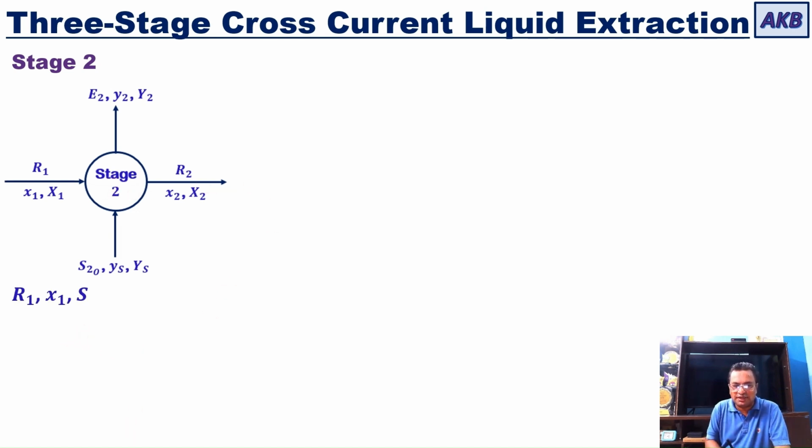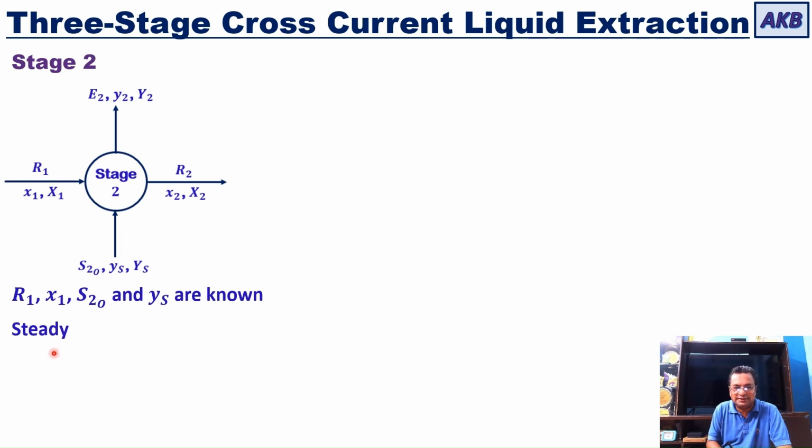So before we start calculations for stage 2, what quantities are known to us? R1 is known from the previous calculations. Small x1 is known, S20 is known, and Ys is known. So all those quantities required for doing calculations for stage number 2 are known to us.